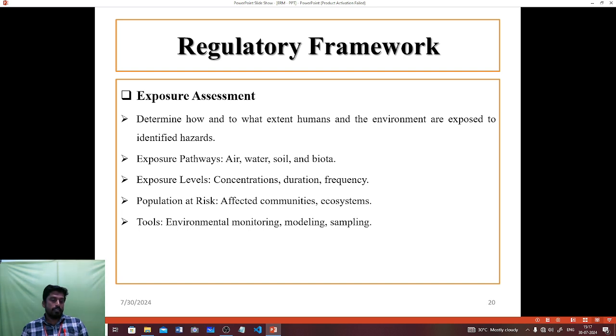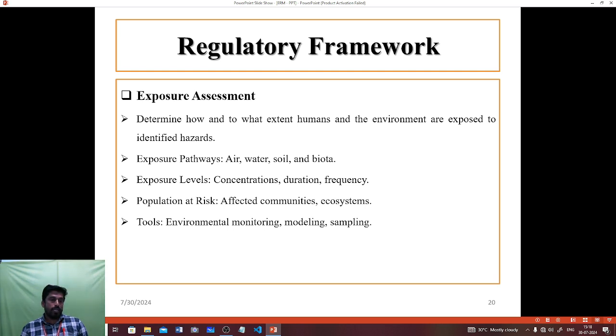So we consider these environmental resources, and the risk that will affect the air, water, soil and biological resources mentioned here. The exposure level may be the concentration, time duration and frequency. Based on the risk level, the risk can be reduced, decreased or eliminated, based on the exposure assessment. It also covers the affected population, communities and ecosystems. All the living organisms and community systems are affected by this exposure.